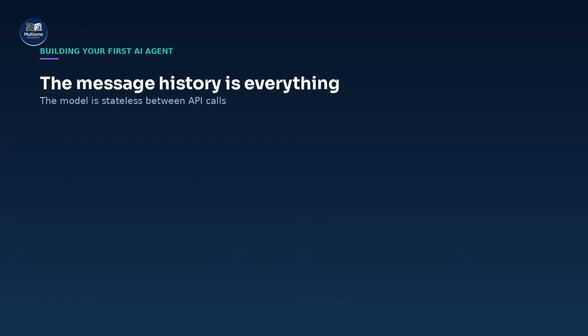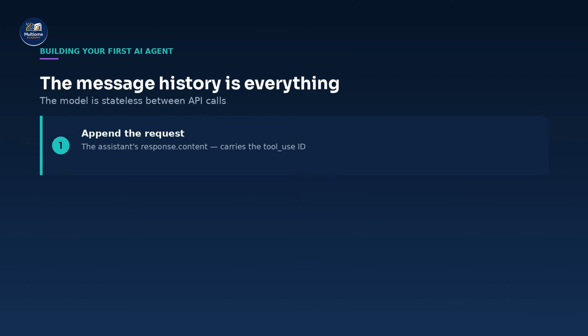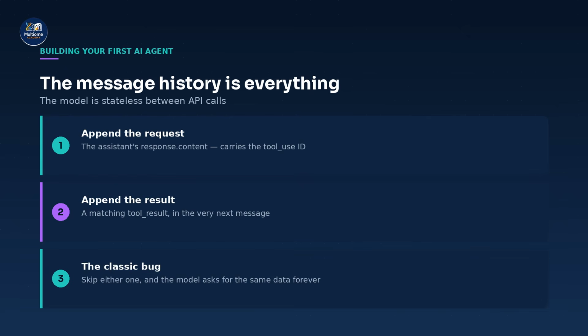One detail matters more than any other. The model is completely stateless between API calls. It only knows what's in the messages list you send it. First, append the model's own response. That's the object carrying its tool request. Then append a matching tool result in the very next message. Skip either one, and the model has no record it ever asked for the tool, so it asks again. Forever.